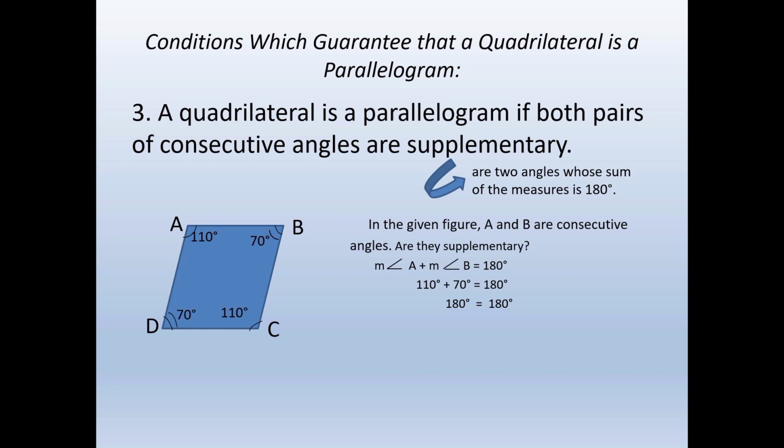Now, are angle B and angle C also supplementary? Yes. What about C and D? Yes. What about angle D and angle A? Are they also supplementary? Yes, because if we add, the sum of the two consecutive angles is 180 degrees.